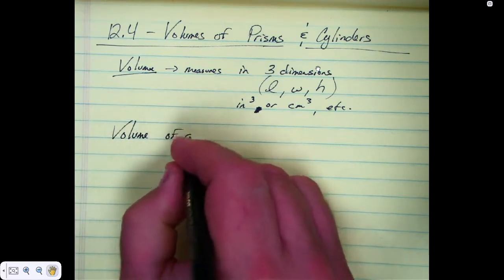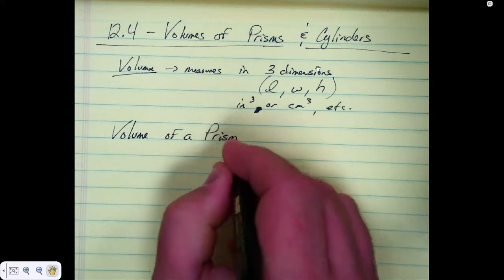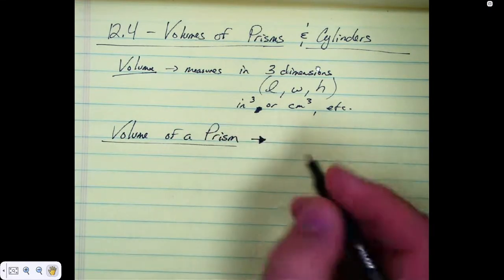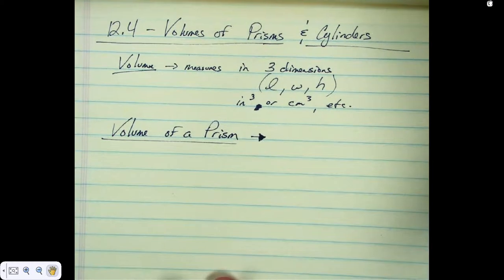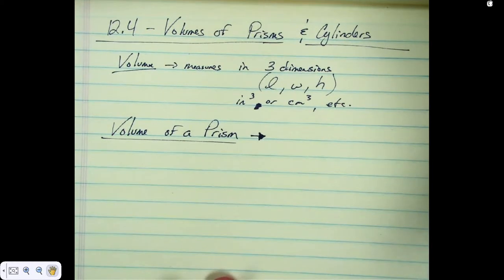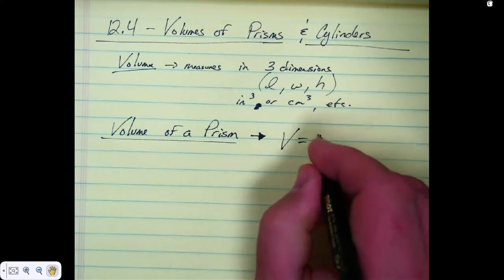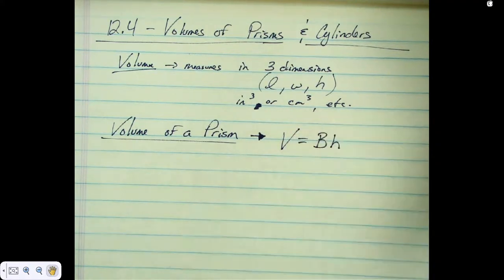Volume of a prism. Once again, you're going to find that the formulas themselves are very simple. The only problems you'll get into is finding the things you need for the formula. Volume is equal to the area of the base times the height.